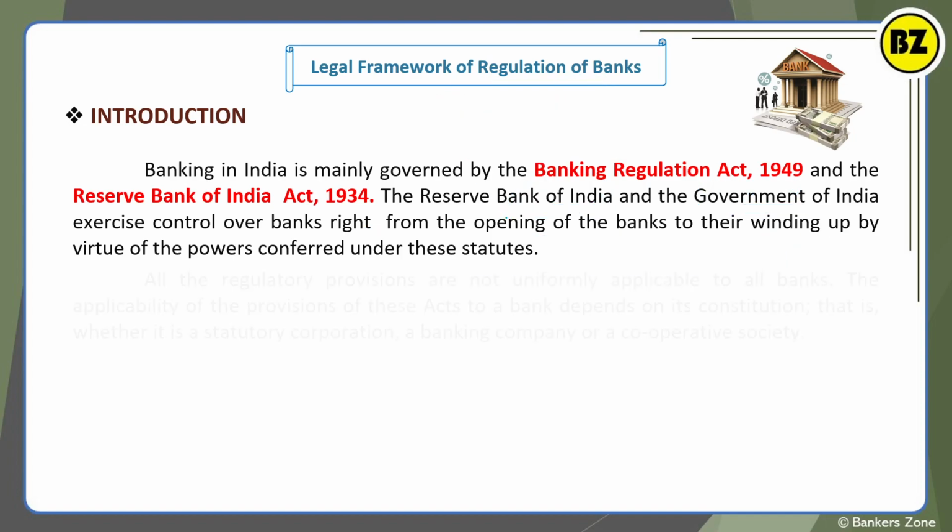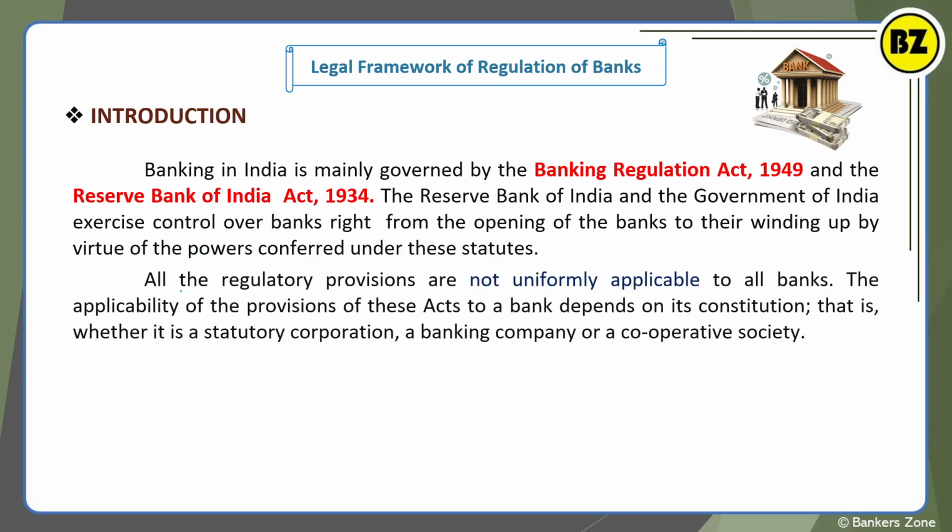Now see, all the regulatory provisions are not uniformly applicable to all banks. There is no straight rule that this rule is for this. Basically there is no uniformity for the banking industry. You can see that the applicability of the provisions of these acts to a bank depends on its constitution, that is whether it is a statutory corporation, banking company or a cooperative society.